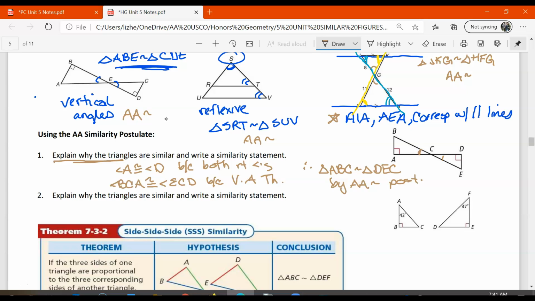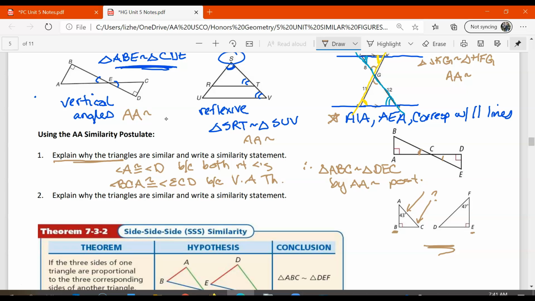Next one, explain why the triangles are similar. So now I'm on this picture. So if this angle is 43, then what is this angle? So the way I find that is I can see that B and E are both 90, right? But 43 does not equal 47. So the question is, is C 47?